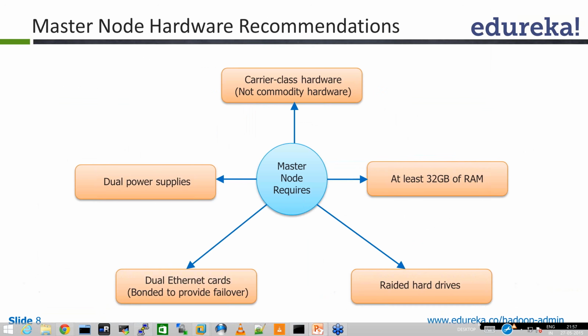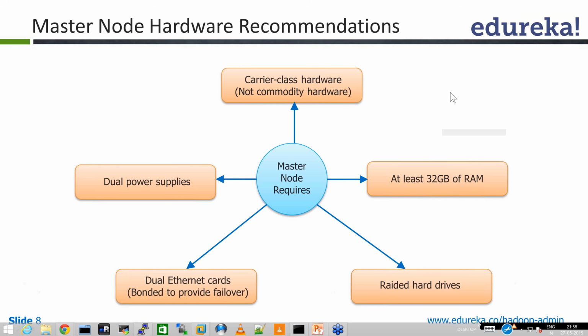So if you're talking about hardware recommendations for the master nodes, like name node or secondary name node or job tracker, this is the ideal configuration. I mean, multiple Ethernet cards, dual power supplies, carrier class hardware, not the commodity hardware, RAID hard drives, multiple Ethernet cards with channel bonding there. That is actually one important thing. And minimum 32 gigs of RAM. Ideally, I'll say more than 32. Let's take it to 64, 96.